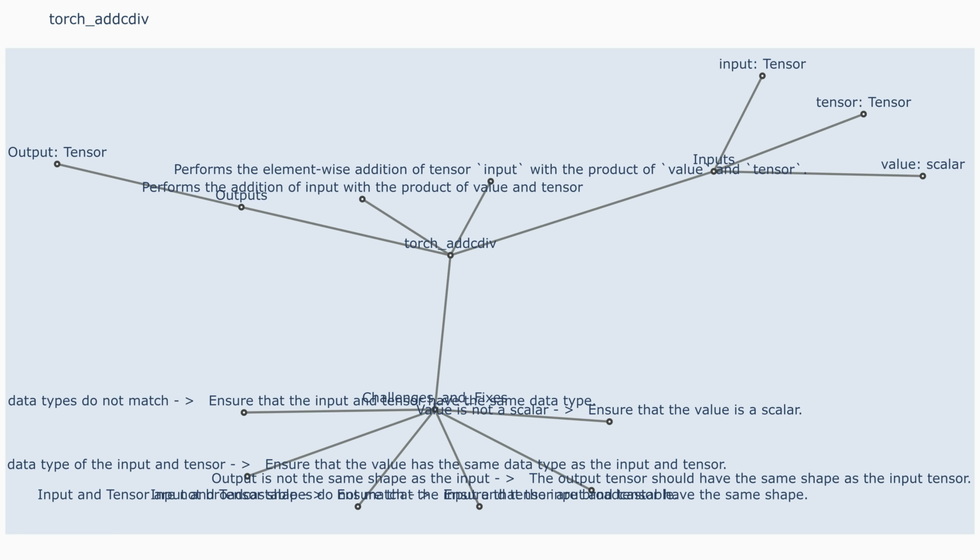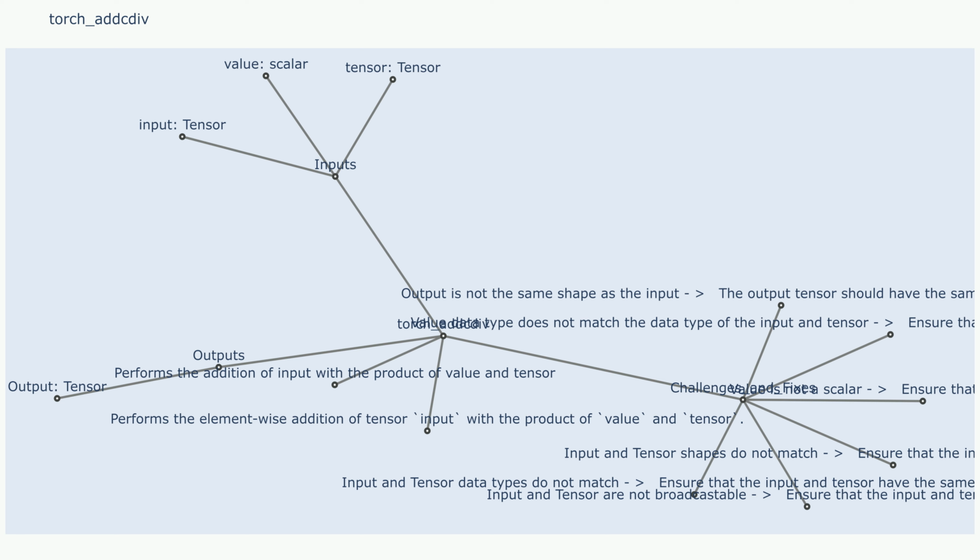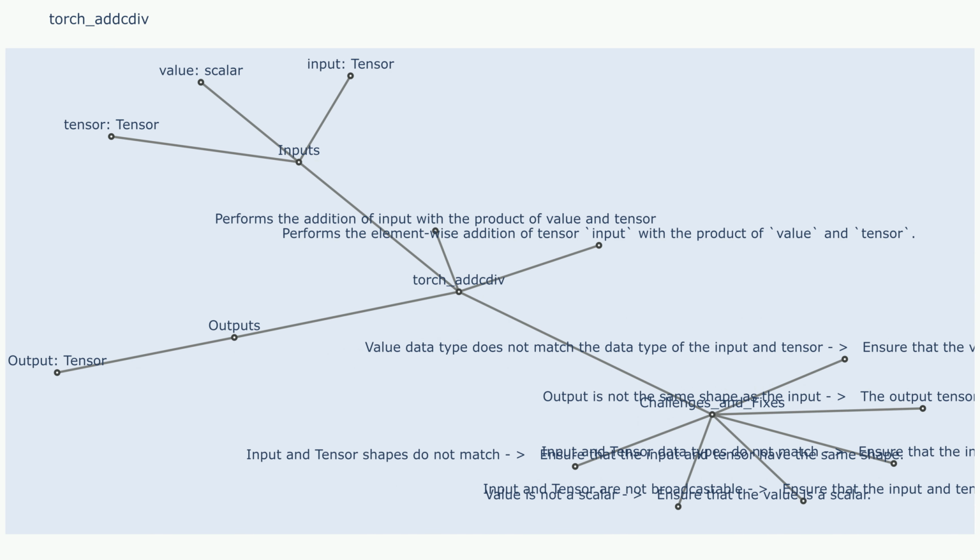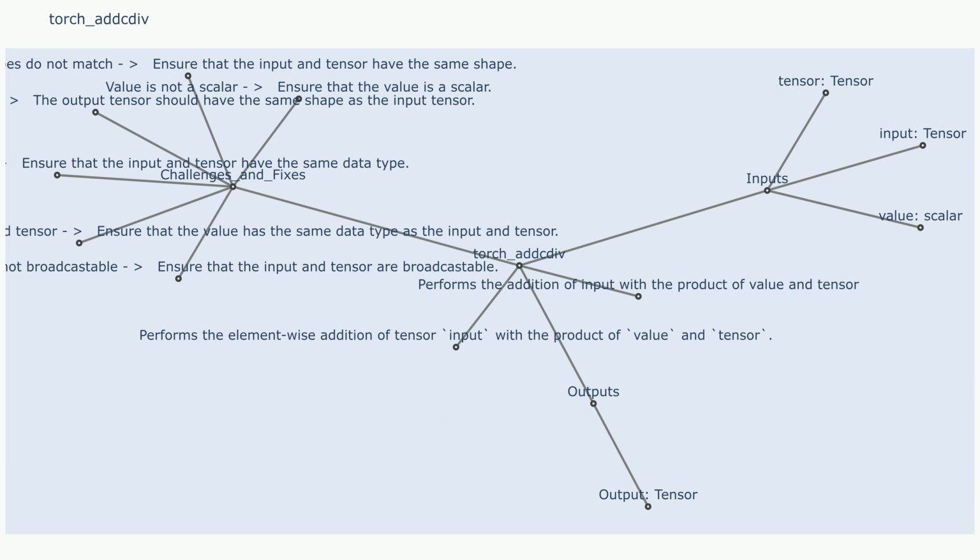Torch.addcdiv. Description: the torch.addcdiv function performs the element-wise addition of a tensor with a scaled and broadcasted division of two tensors. Inputs. Input 1, this is the tensor that will be added to the result of the scaled division. It can be any PyTorch tensor. Input 2, this is the tensor that will be divided by the third input tensor, scaled by the second input, and added to the first input tensor. It can be any PyTorch tensor.